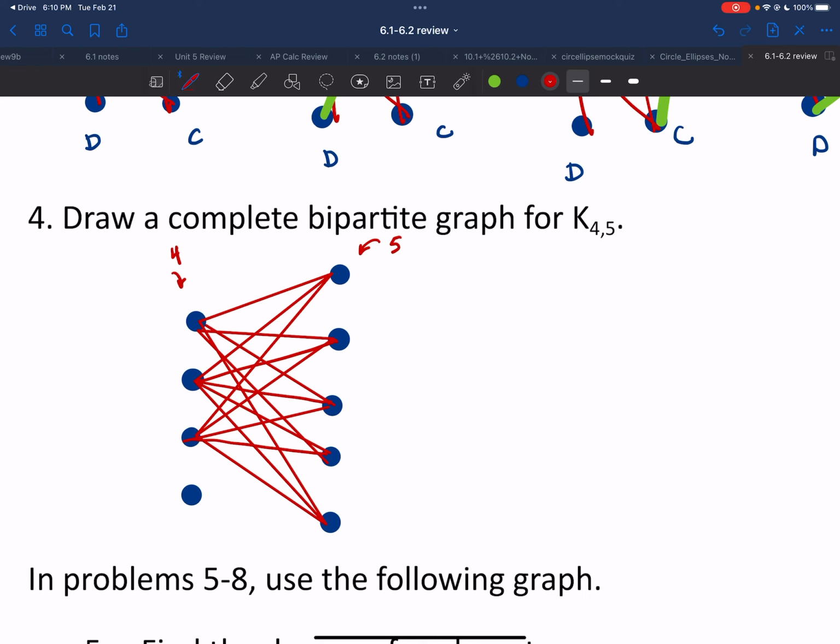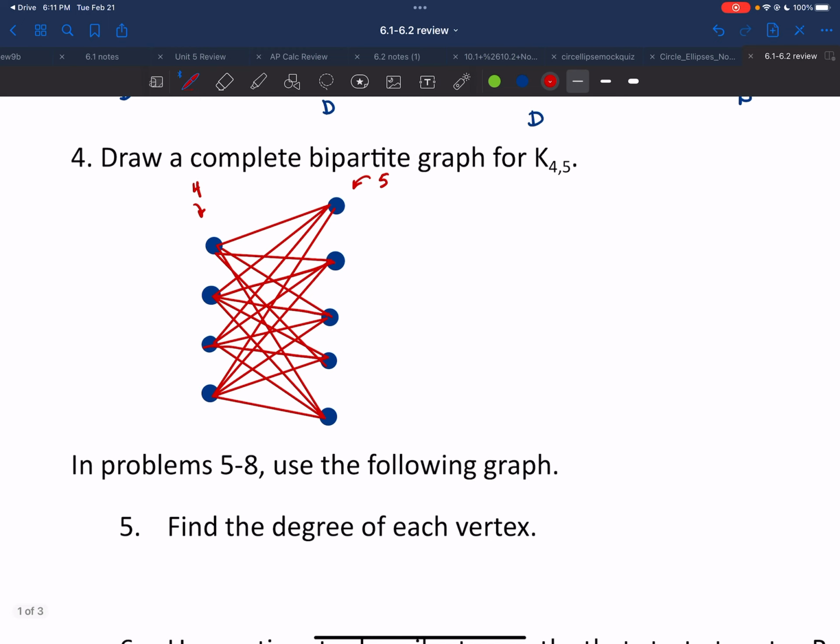And then the last one, I'm going to connect it here, and then here, and then there, and there, and then there. Okay, so that would be a 4-5 bipartite graph complete.